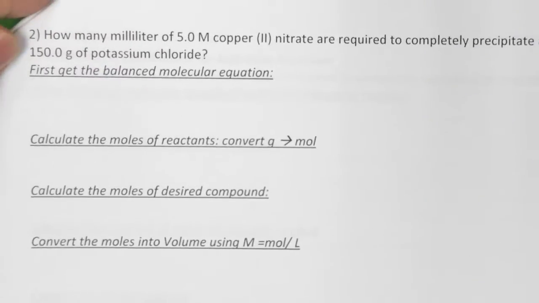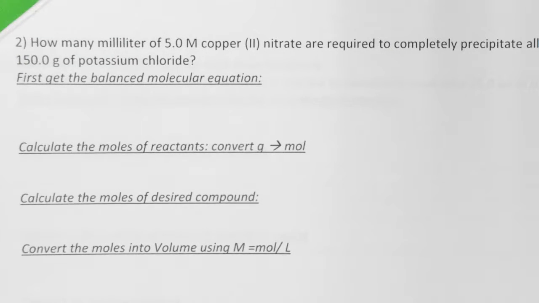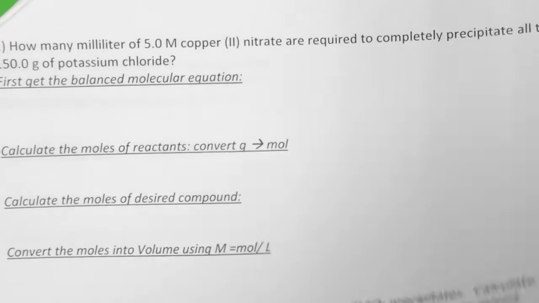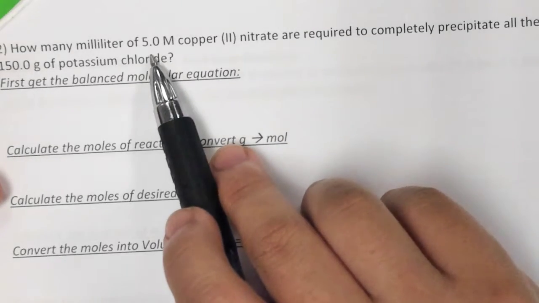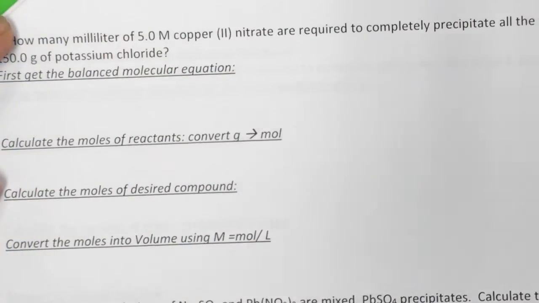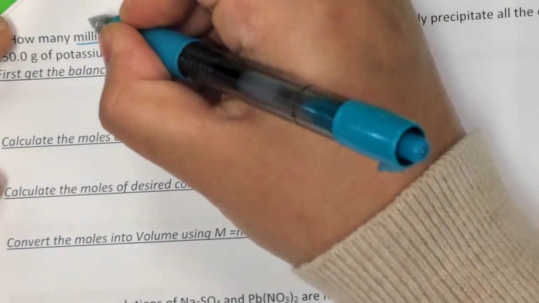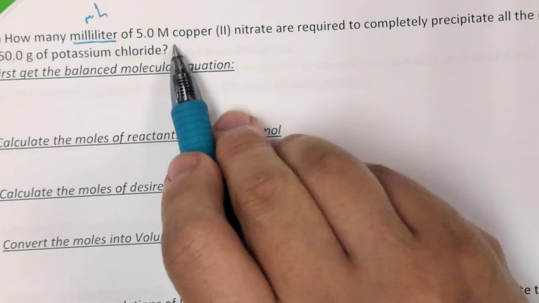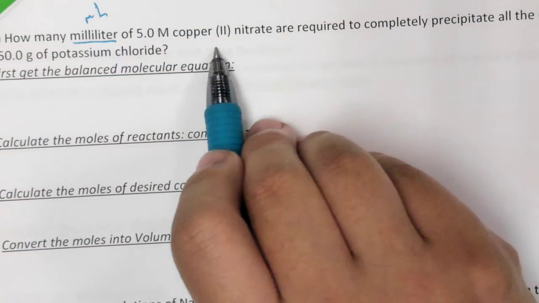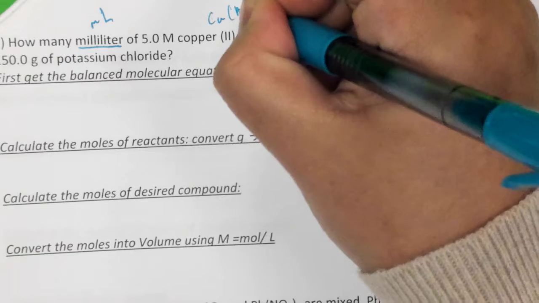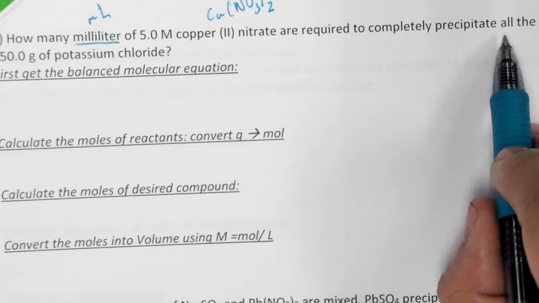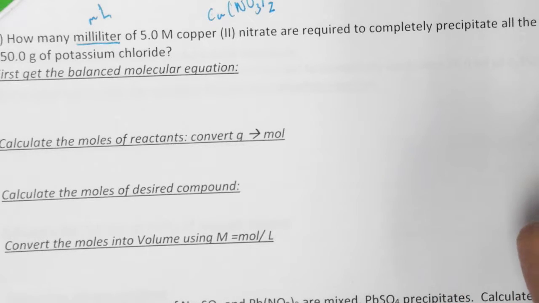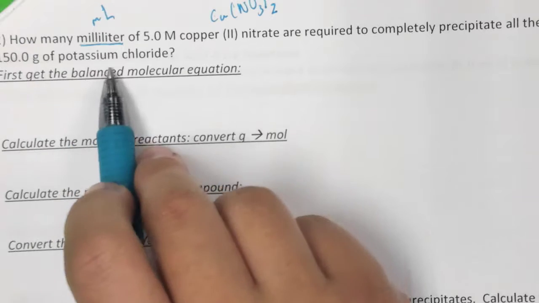Okay. Let's look at question number 2. Number 2 is pretty much the same thing. Again, I just break it up so that you guys can calculate them, showing you step by step, sort of. So how many milliliters of 5 molar copper 2 nitrate, Cu(NO3)2, are required to completely precipitate all the chloride ion in this many grams of potassium chloride.